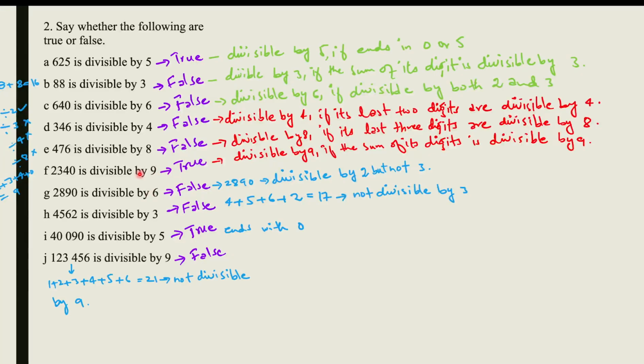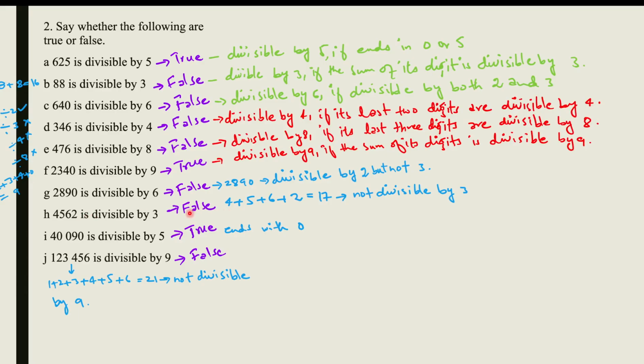For divisibility by 9, we check if the sum of its digits is divisible by 9. So 2 plus 3 plus 4 plus 0 is equal to 9. So 9 is divisible by 9. Therefore, it's true. 2890, it is false because for 6, again, as I had mentioned, it has to be divisible by both 2 and 3, since it's divisible by 2 but not by 3. So therefore, it would be false. It's not completely divisible by 6.